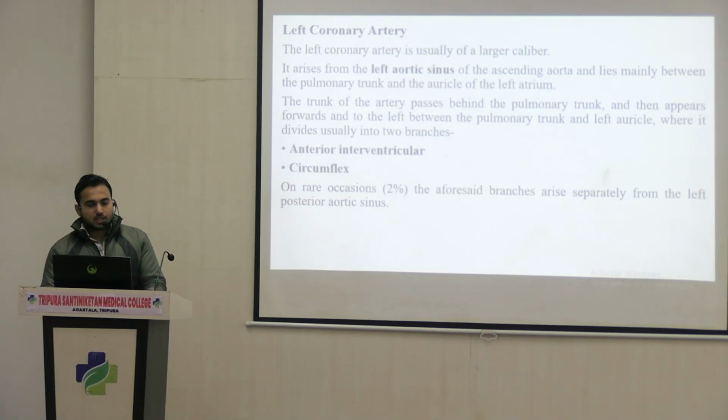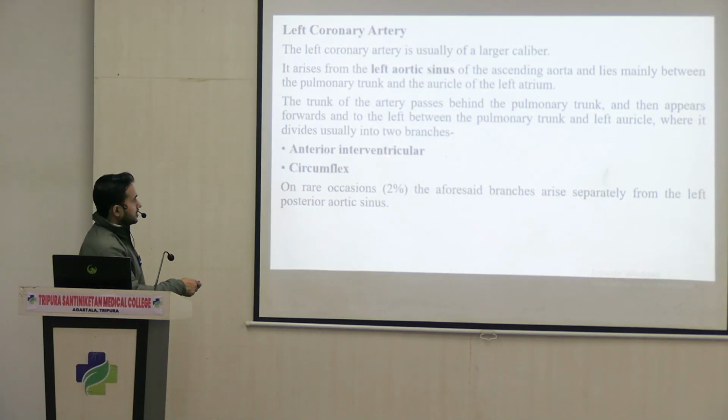Now the trunk of the artery, after that it passes behind the pulmonary trunk and then appears forward and to the left between the trunk and the left auricle. Once it comes between the trunk and the left auricle, soon it divides into two terminal branches. What are these two terminal branches? Anterior interventricular branch and circumflex branch.